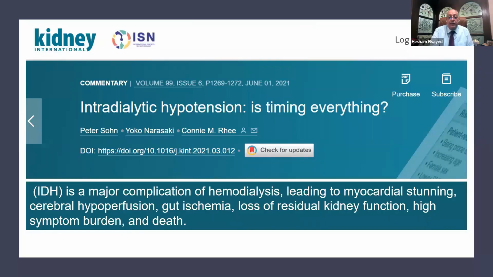Is timing everything? A major complication of hemodialysis is myocardial stunning, decreasing myocardial blood flow by 30% and decreasing myocardial contractility. This is called stunning. Why stunning? Because after the session, the myocardium begins to regain its contractility. However, if it does not regain it, it's called hibernating. So we have two terms here: myocardial stunning, which is a temporary decrease of the myocardial contraction during the session that recovers after the session, while hibernating means that the heart cannot regain its full function. Both of them lead to myocardial fibrosis and heart failure.